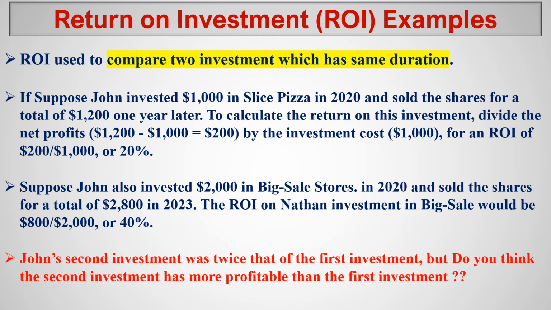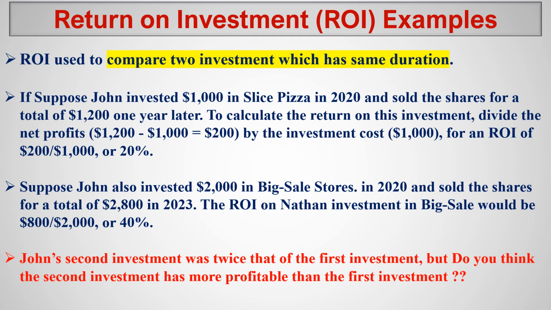This example, we can understand. Suppose John invested $1,000 in Sliced Pizza in 2020 and sold the shares for a total of $1,200 one year later. Calculate the return on this investment. So we can find by dividing: $1,200 minus $1,000 becomes $200 as profit, divided by investment $1,000, becomes 20% return on investment. What is the duration? It's just 1 year. In 1 year duration, he gets 20% return.